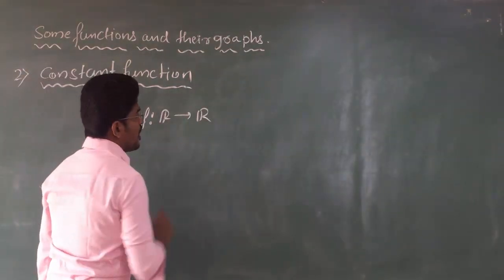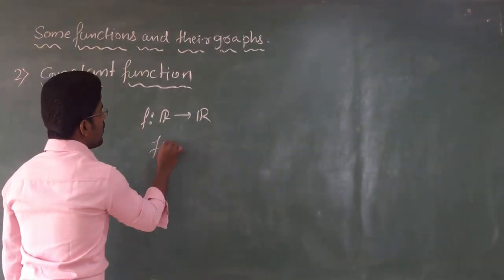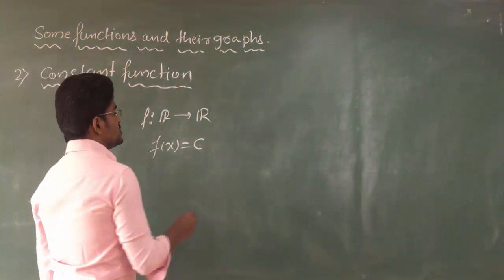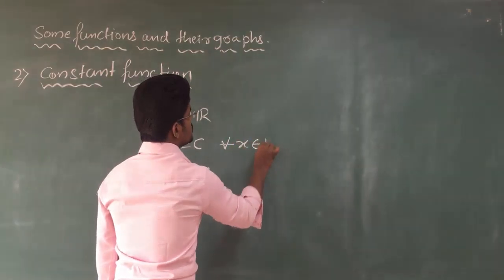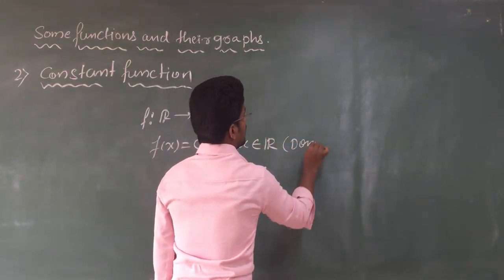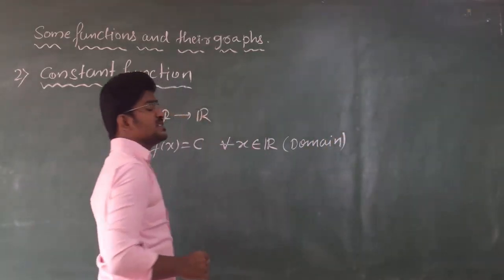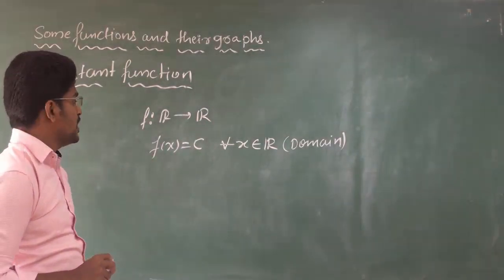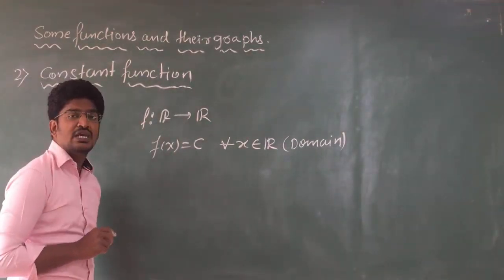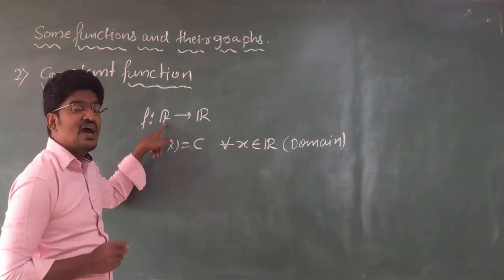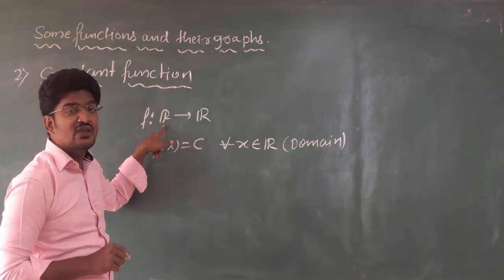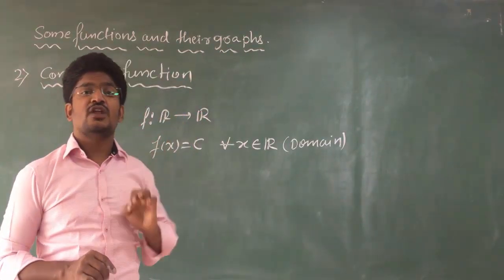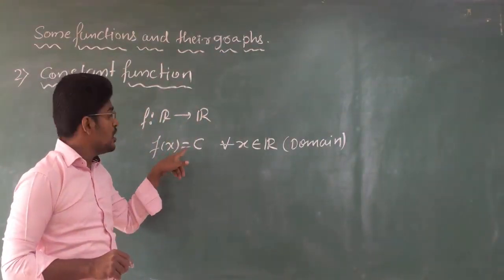So f from R to R is defined as f of x equal to c for every x belongs to R, that is the domain, and c will be in the codomain. C will be in the codomain. That means, what is the meaning of this particular function? If I give any value of the domain, the output must be the same number, that is c. For example, if I take f of 1, output will be c.